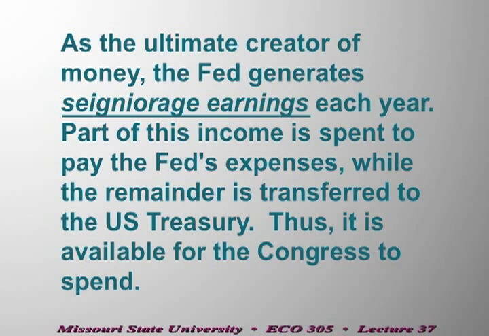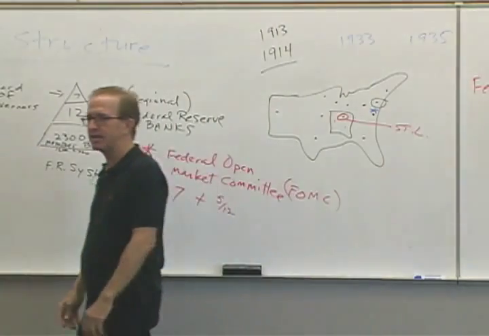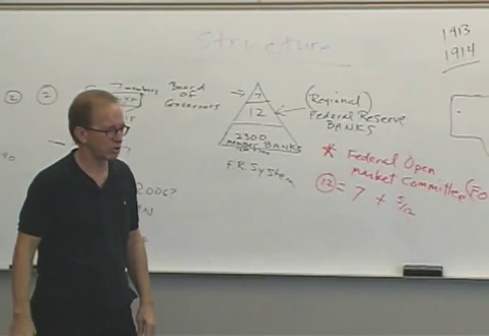Okay, and so anyway, this seigniorage that the Federal Reserve has, it spends some of it to pay their bills, and then whatever's left over, it hands over to the Treasury. And that then goes in with tax revenues.